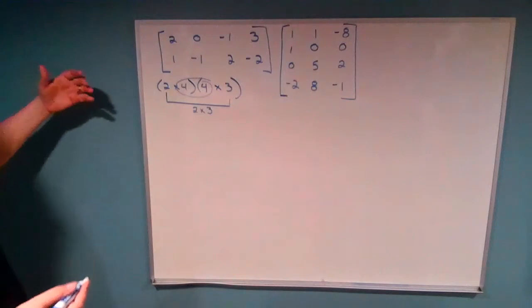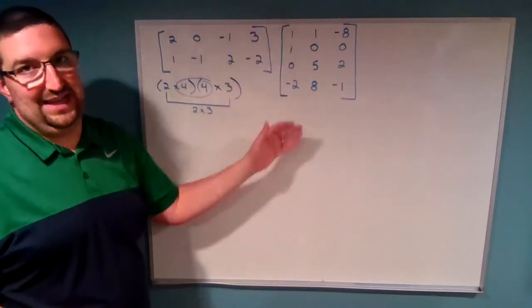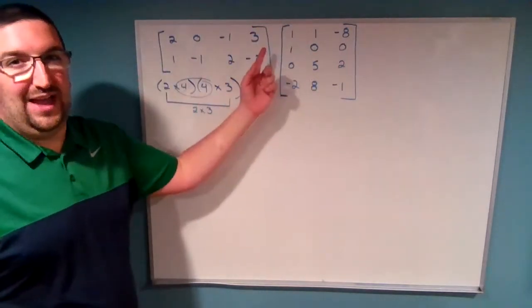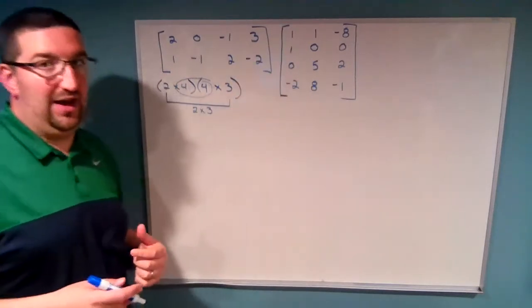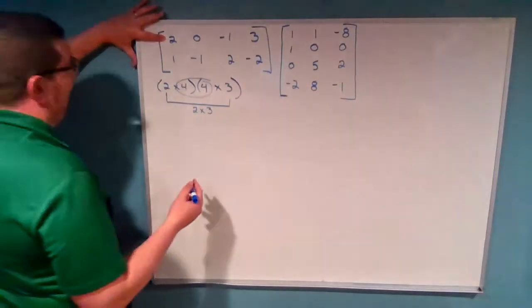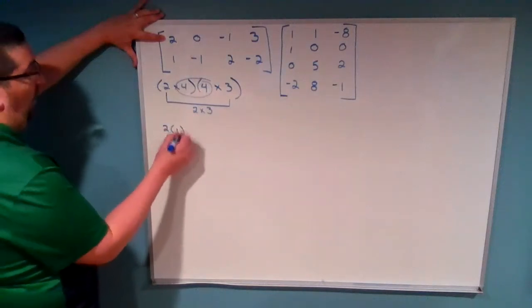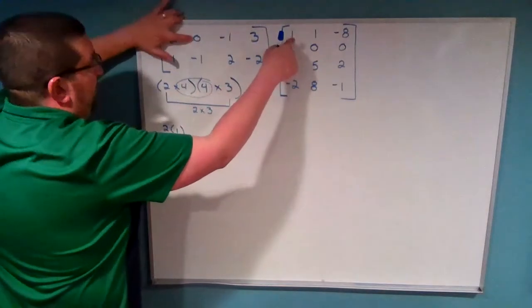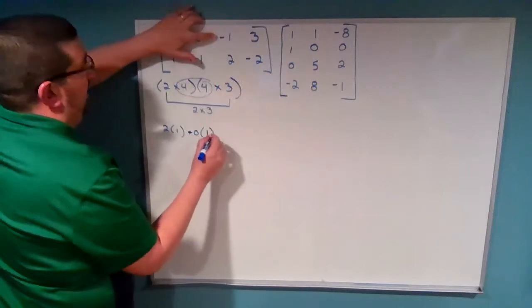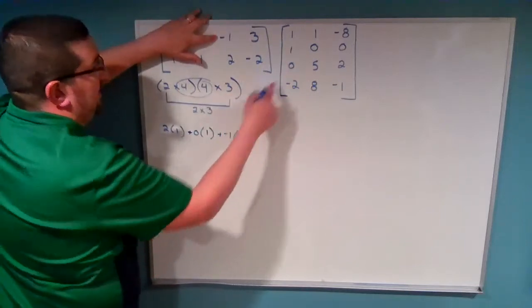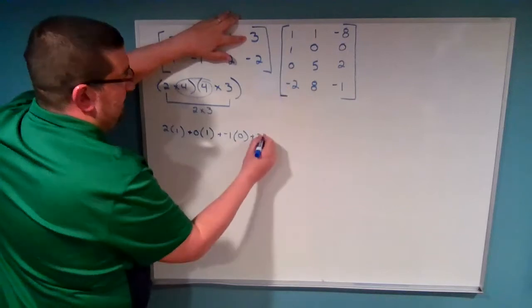All right, so same process. Now I'm just going to have 4 things to multiply together. I have 4 entries in a row and 4 entries in a column, so I have a lot more multiplication going on. We're going to take it a single step at a time. Ready? We have 2 times 1 plus 0 times 1 plus -1 times 0 plus 3 times -2.